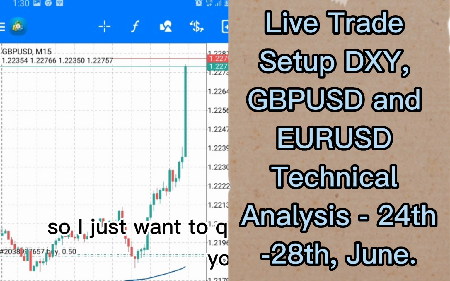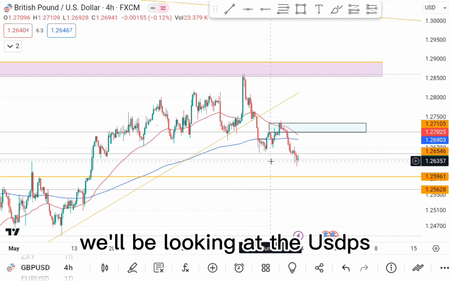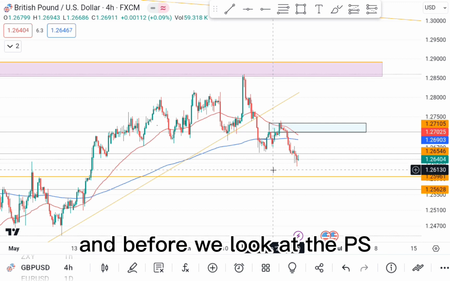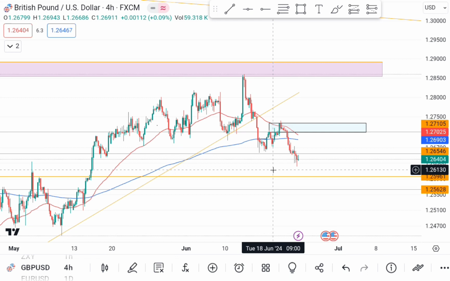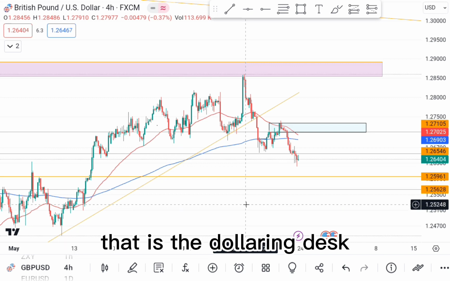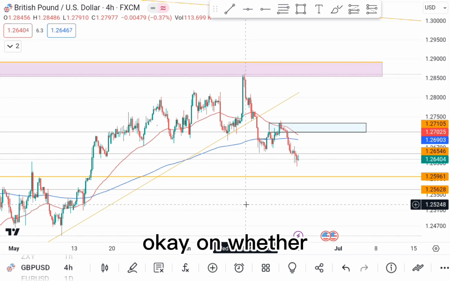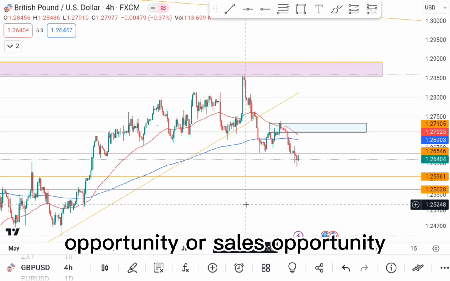So I just want to quickly share with you the trade setup we are looking at this week. And as usual, we'll be looking at USD pairs. And before we look at the pairs, for us to know whether we are buying or selling this week, I want us to quickly look at the DXY, that is the dollar index, to give us the direction, on whether we are to be looking for buy opportunity or sell opportunity.